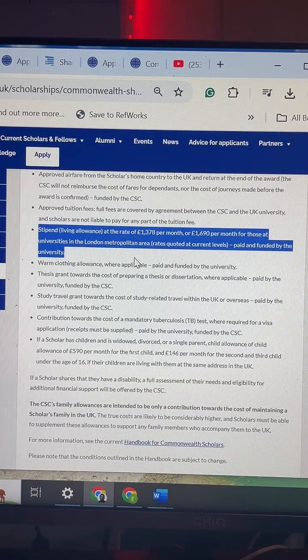And the next one, you will be given a stipend. So the stipend will be monthly funds that will be sent to you for you to use for your upkeep.